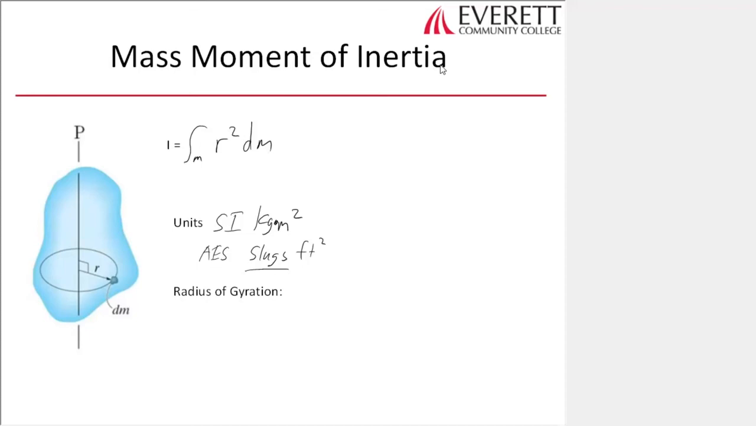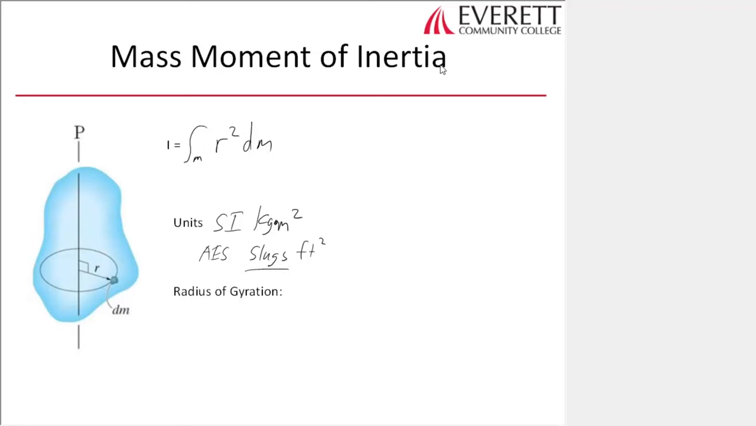Okay, so we have the AES system, we have the SI system. We know what those units are. They're kind of a confusing unit. Because they're a confusing unit, there's another thing that we use called the radius of gyration. The radius of gyration is equivalent to mass moment of inertia. It's just a more convenient way to think about it.